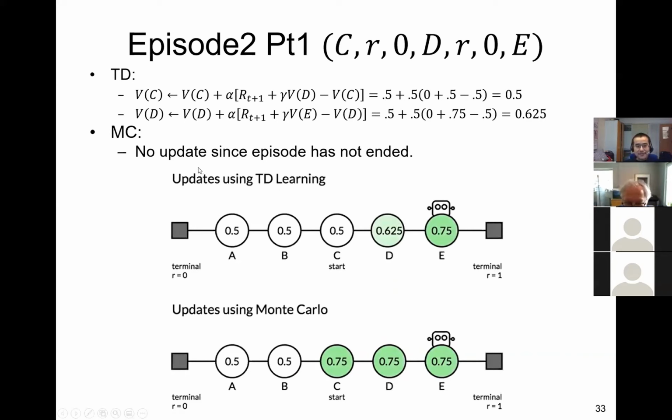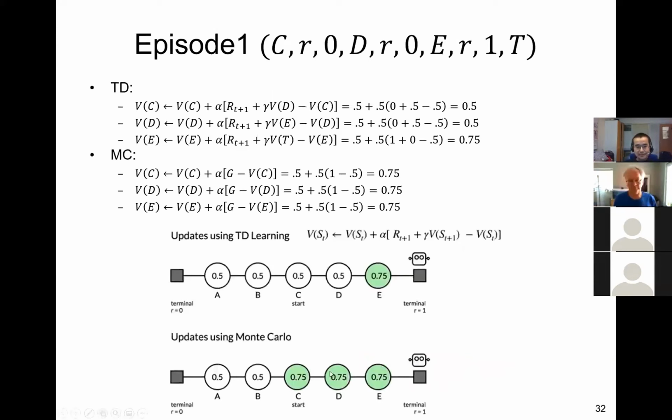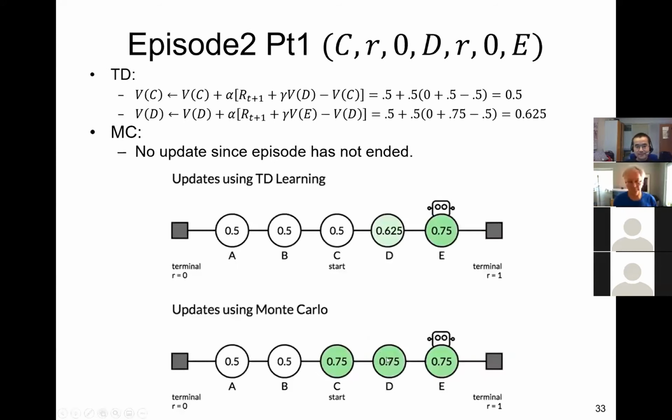But for MC, the episode has not ended, and MC learns at the end of the episode. So for MC, there's no update. The values stay at 0.75 as before.